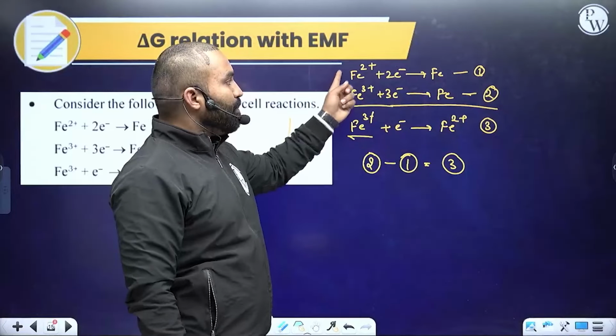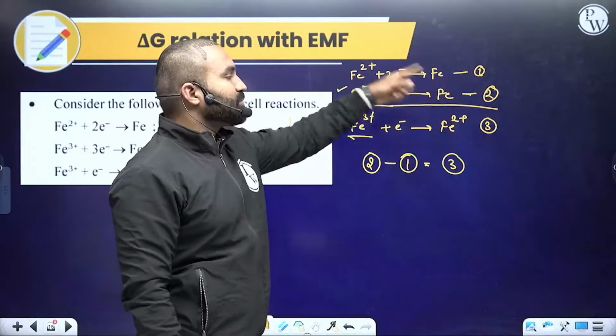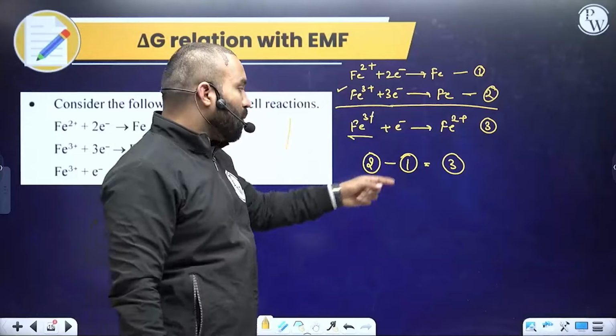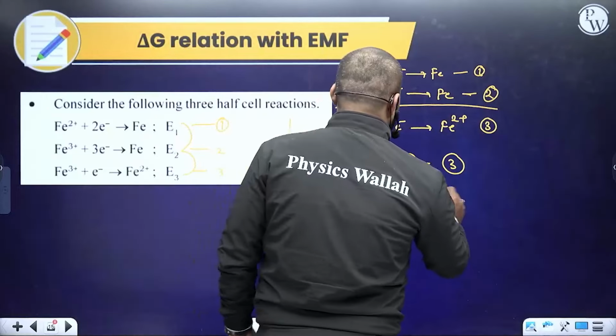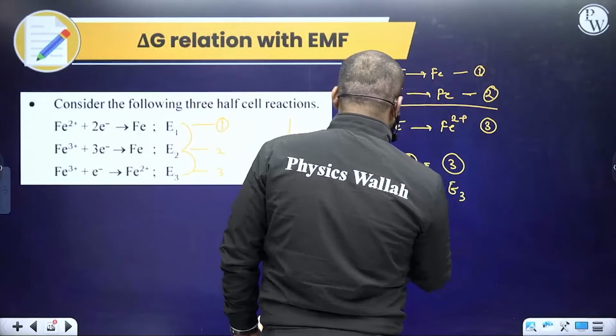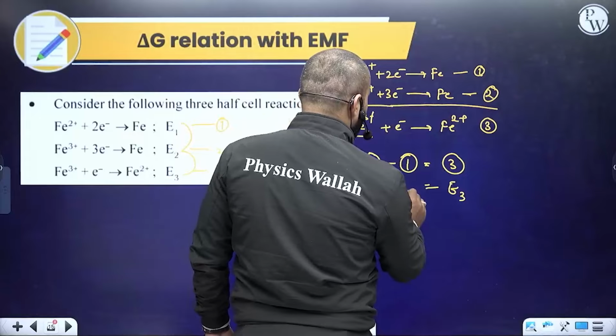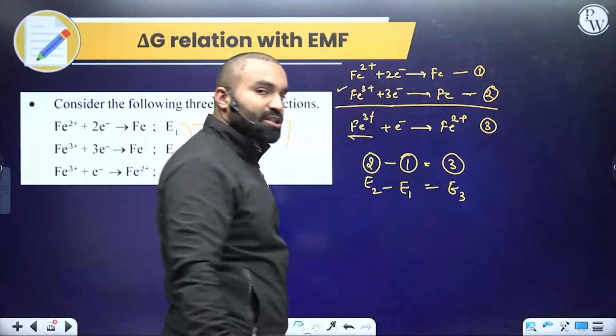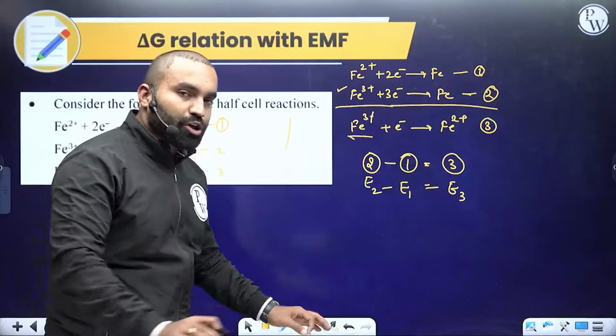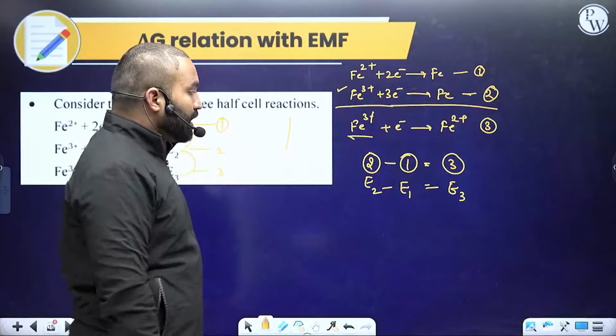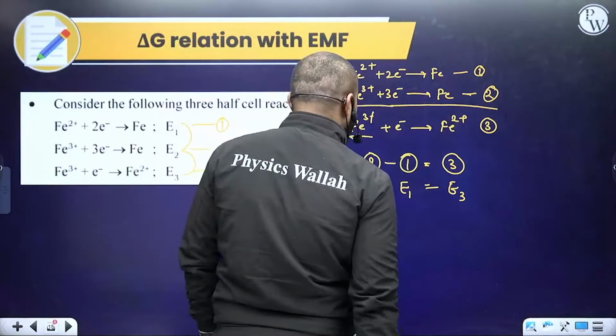So you need to make this product. And how do I make this product? By multiplying this reaction with minus 1. So the same operation would be done with E also. So E3 will be equal to E2 minus E1. Very important concept, one question for sure, 100%. E3 will be equal to E2 minus E1.